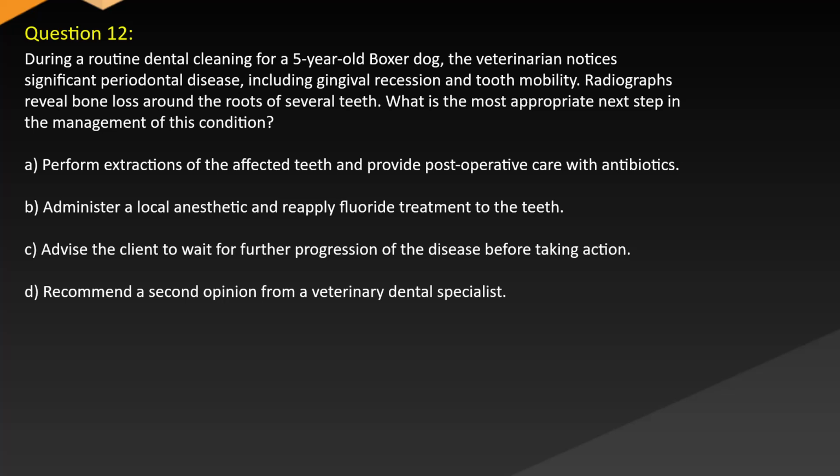Question 12. During a routine dental cleaning for a 5-year-old boxer dog, the veterinarian notices significant periodontal disease, including gingival recession and tooth mobility. Radiographs reveal bone loss around the roots of several teeth. What is the most appropriate next step in the management of this condition?